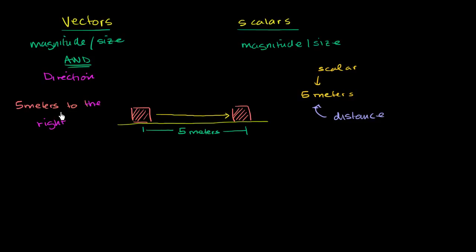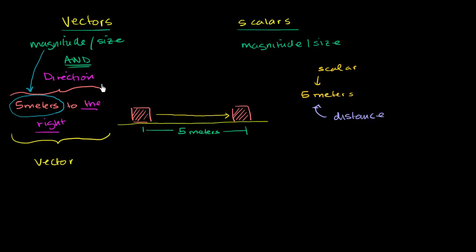So once again, the magnitude is 5 meters, and the direction is to the right. So what I've just described to you is a vector quantity. All of this business right over here, this is a vector. And when you talk about the movement, the change in position, and you give its direction, the vector version of distance, I guess you could call it, is displacement. So this right here is displacement.